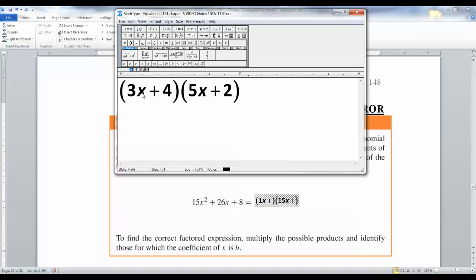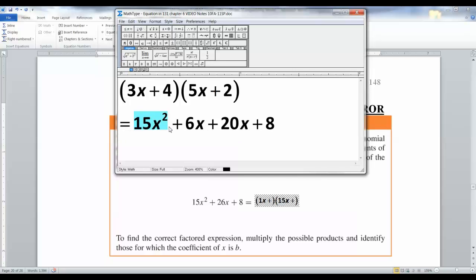Let's try 4 here and 2 here. So let's see, that would be, lasts would be 8, right? Outers would be 6, because 3 times 2 is 6. Inners would be 20. There it is, right? So this is, let me write it out. So it'd be 15x squared, there's your firsts, plus 6x, plus 20x, plus 8.